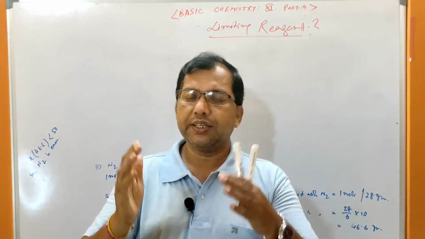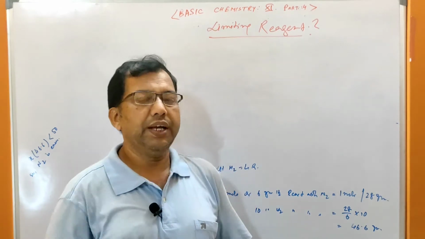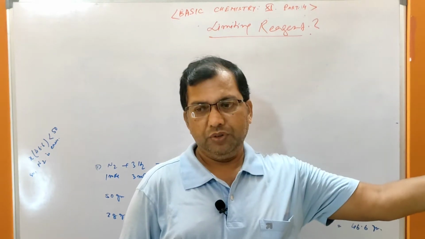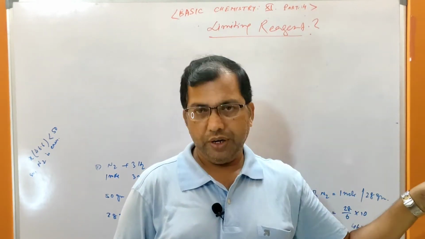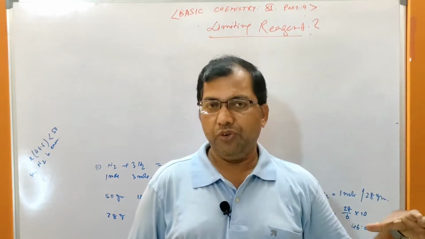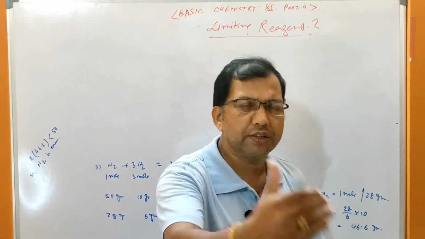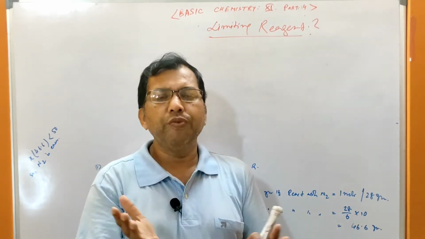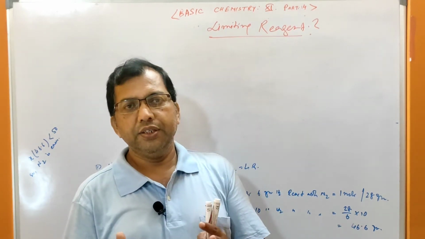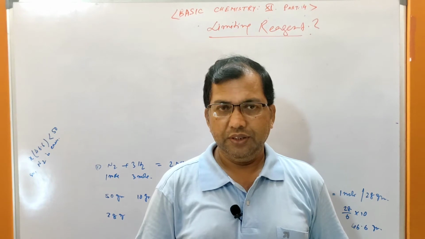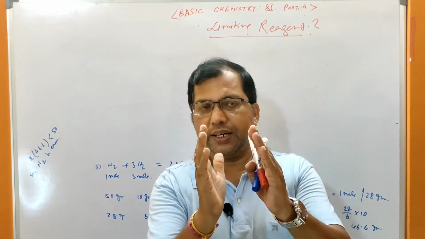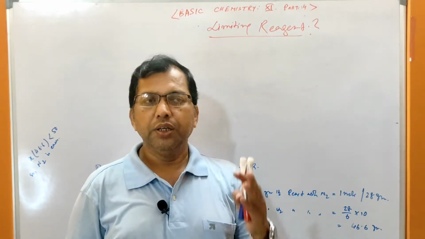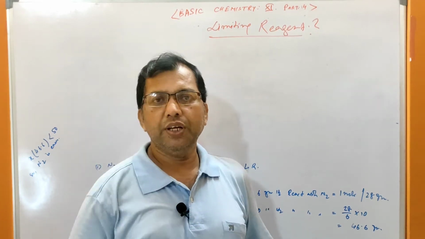After the completion of the reaction, one of the reactants is left over, the one which is in excess. That is, after completion of the reaction, one of the reactants is not consumed fully and the other reactant is consumed fully. That is, the one which is less in quantity is totally consumed after the completion of the reaction.